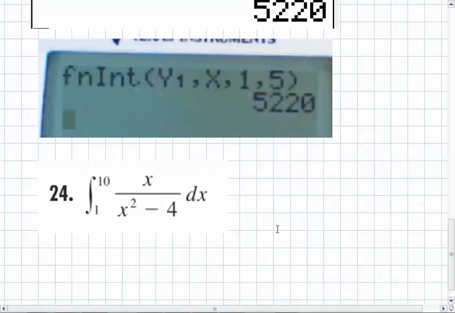What's the domain of this function? All real numbers except 2 and -2. But what are you integrating across? From 1 to 10. You are integrating across a vertical asymptote. You are attempting to integrate across a vertical asymptote.